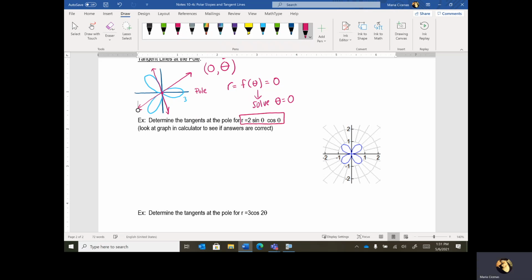You won't always be given a polar equation that you know something about, but a lot of those same properties that we've discussed are still going to hold, and we're going to have access to our calculator. If I want to determine the tangents at the pole, I want to take the 2 sine theta cosine theta, set it equal to 0 and solve this. Well, it's just as simple as knowing where sine is equal to 0 and cosine is equal to 0.